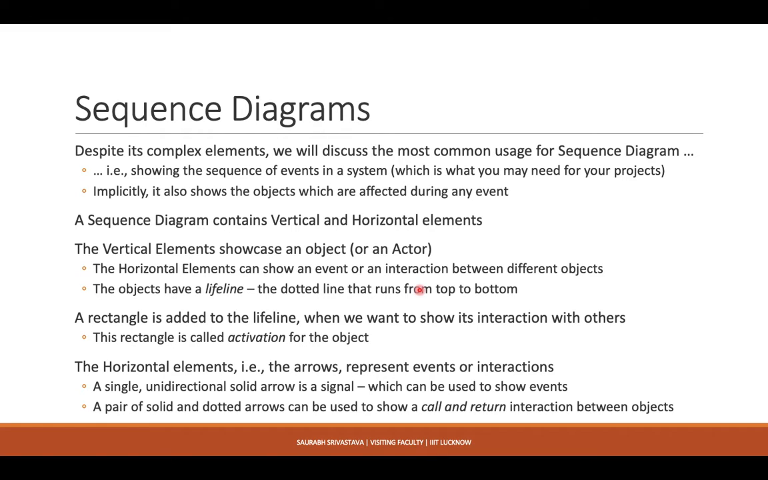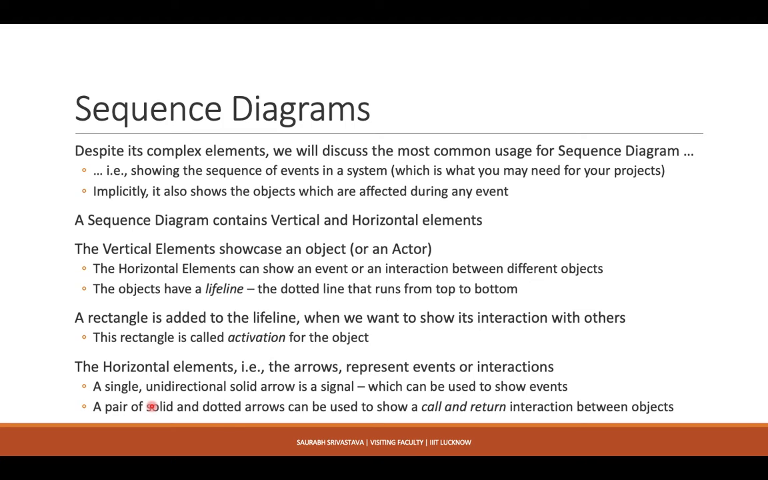And for our purpose, we'll only consider two types of interactions. A solid arrow is basically a signal. A signal is essentially a way to provide information from one object to another object, that some kind of an event has happened. Okay, so it's more of an asynchronous thing. I just told you that something has happened, now you figure out what to do with it. So that is where we use signals.